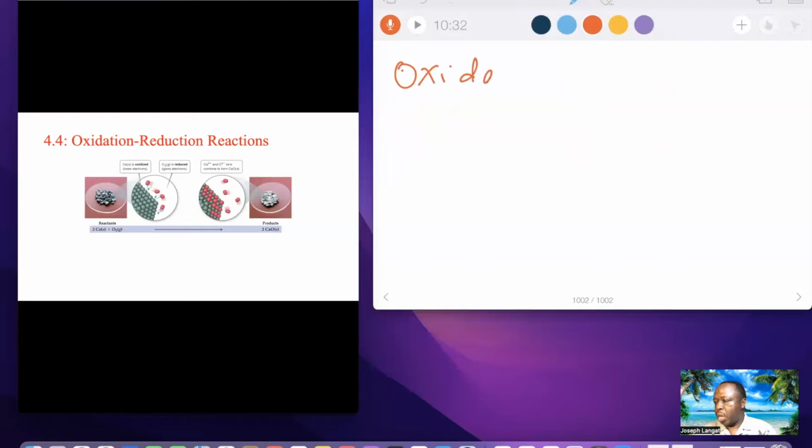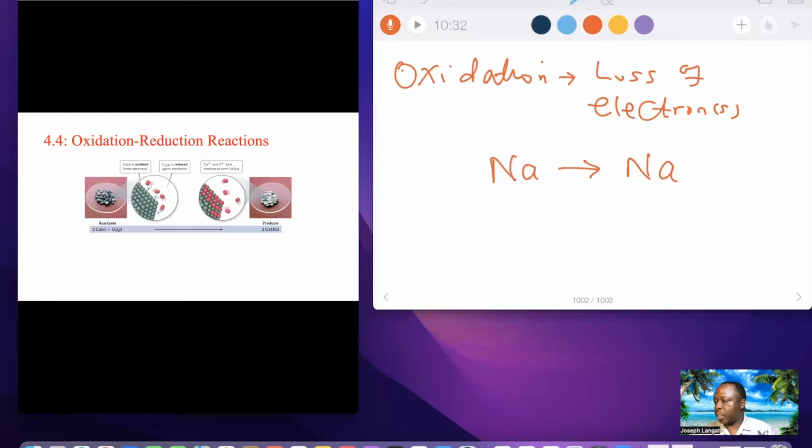Oxidation is defined as loss of electrons, right? It's a reaction where a species loses an electron or electrons. How do you know that a species has lost an electron? For example, sodium is neutral, but if it loses one electron, it becomes positively charged, all right? This is an oxidation reaction.